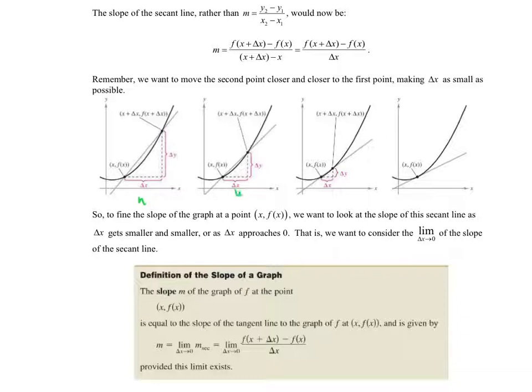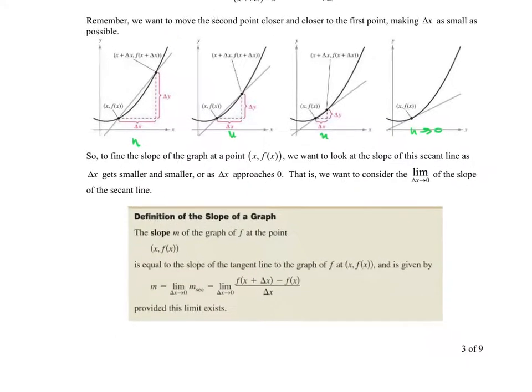If you notice what's happening in every single one of these pictures, we're getting h smaller and smaller and smaller. The distance between the 2 points is smaller and smaller and smaller. So we've gotten to a point where h has approached 0. Once h has approached 0, we have now found the slope of the tangent line.